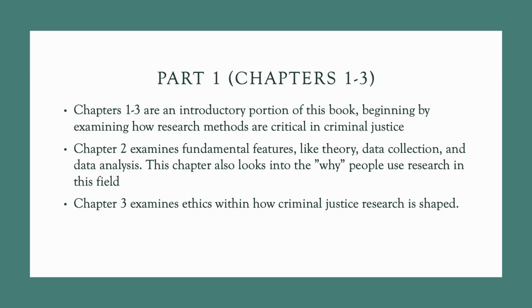Part 1 of the book covers chapters 1 through 3. These chapters are an introductory portion of the book, beginning by examining how research methods are critical within criminal justice. Chapter 2 specifically examines fundamental features such as theory, data collection, and data analysis. This chapter also looks into why people use research within this field. Chapter 3 examined ethics within how criminal justice is researched and how it's shaped.